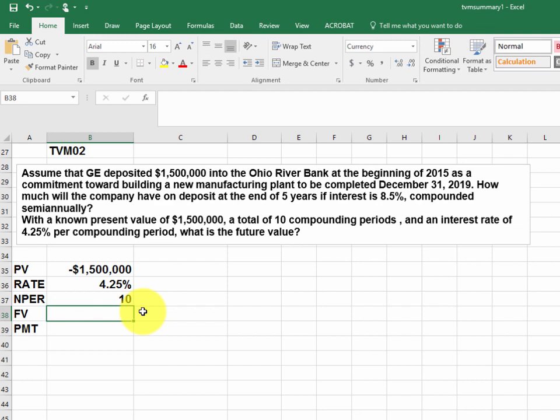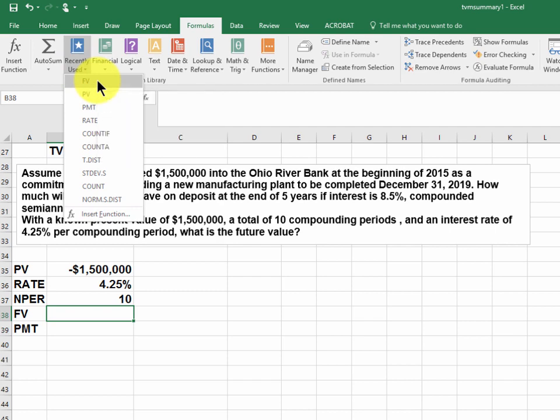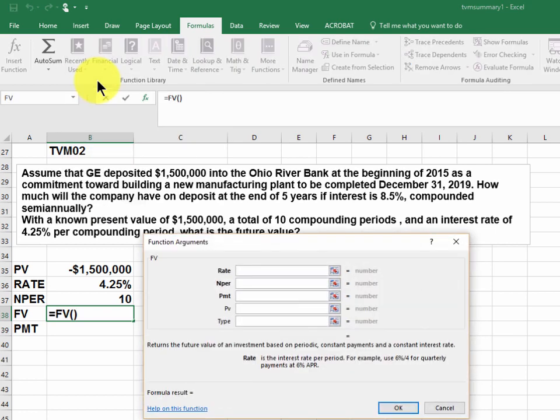The unknown, future value, is determined by going to the Formulas tab, look for FV, the function wizard pops up. Select PV, select rate, select N per.